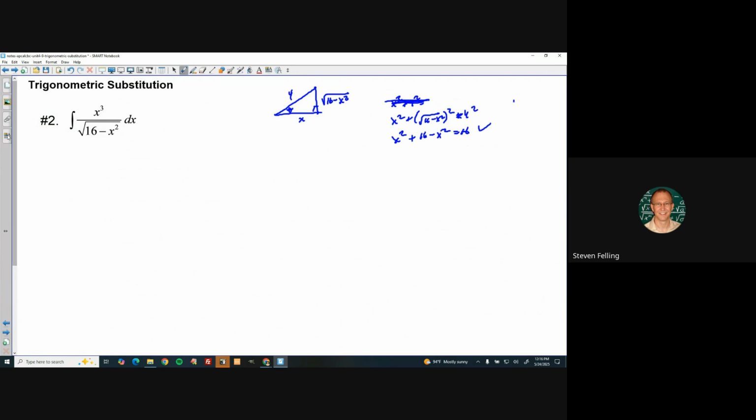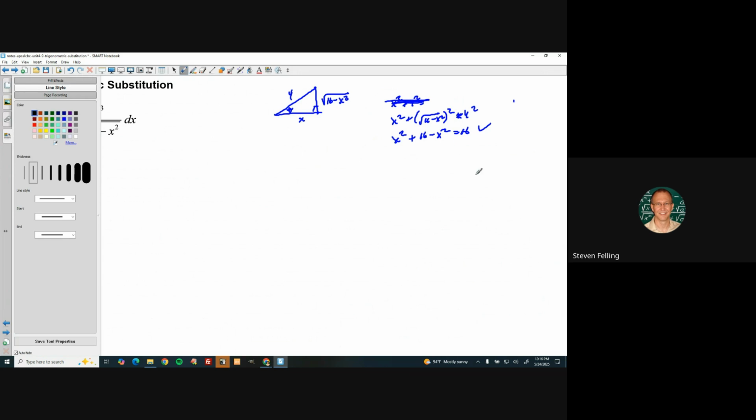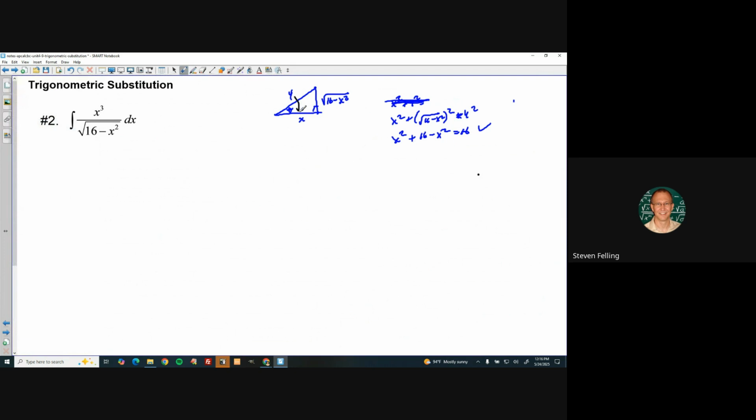What we're going to do is pair each of the sides with the constant. So if I pair this with the constant, that is adjacent and hypotenuse. That means the cosine of the angle theta is the adjacent over the hypotenuse. And if I pair this with the other side, that is hypotenuse and opposite, so that is sine. Sine is the opposite side over the hypotenuse. We'll solve both of these for the variables. So that means x here is 4 times cosine theta, and the radical is equal to 4 times sine theta. And we're also going to need a dx, so we can get that by taking the derivative.